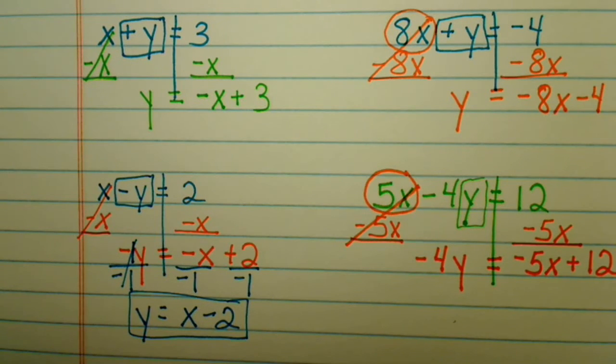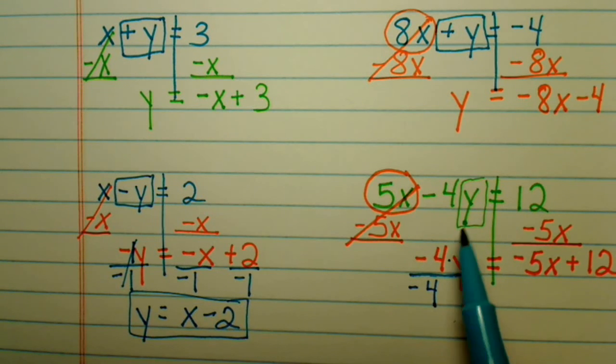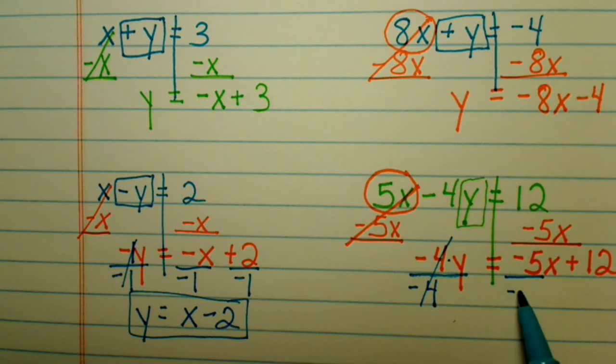Well, look, I want the y by itself. Currently, I have a negative 4 times y. So I want to do the inverse to get that y by itself. And the inverse would be to divide. If I divide this by a negative 4, I have to divide everything over here by a negative 4. All right, so bring down the y.